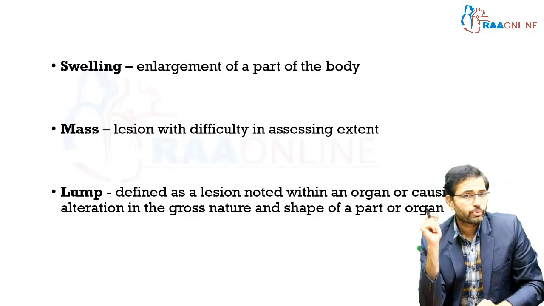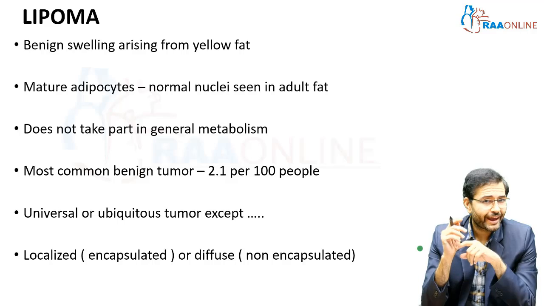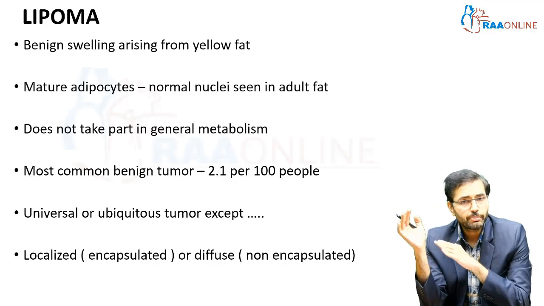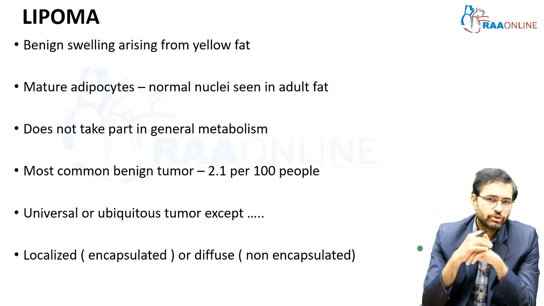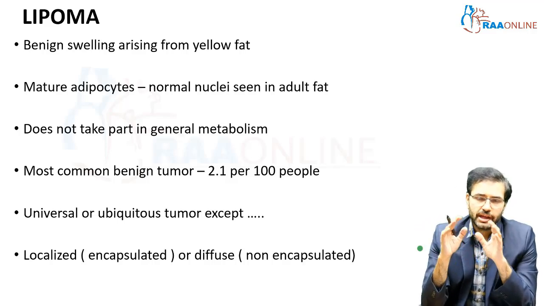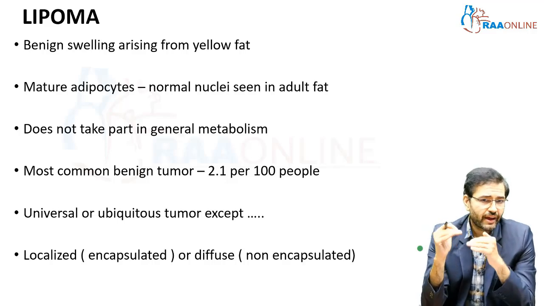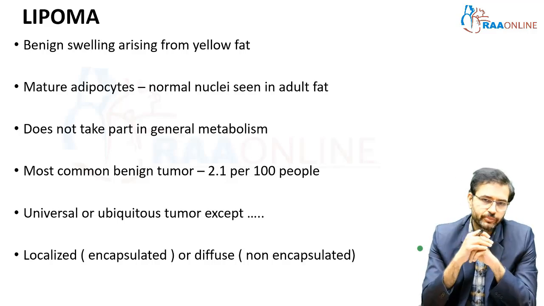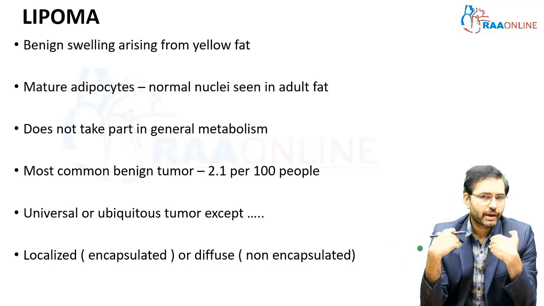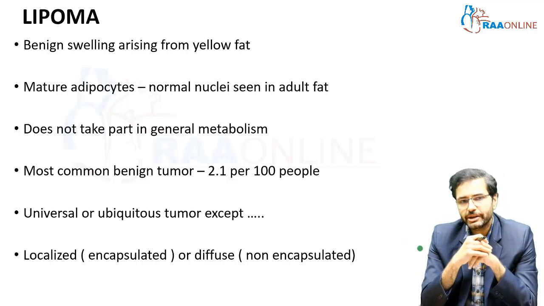So, let's now go on to the first swelling, which is a lipoma. Lipoma is a benign swelling arising from yellow fat. The terminology yellow fat denotes mature adipocytes or adult fat. Mature adipocytes have normal nuclei and are commonly seen in adult fat. The most important characteristic of mature adipocytes is that this fat does not take part in general metabolism. So when a person loses weight over a period of time, the body fat content might reduce, but these lipomas do not reduce in size because they do not take part in general metabolism.